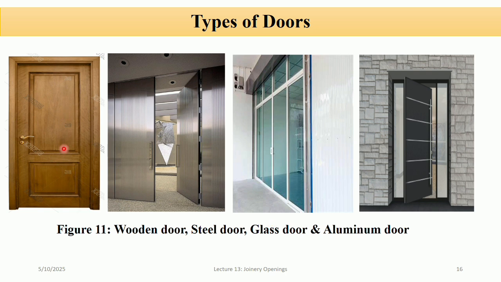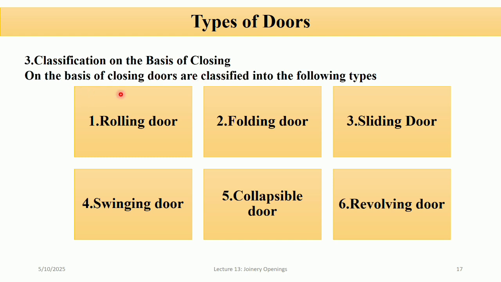You can see here, this is a wooden door, this is the steel door, the glass door, and this is aluminum. Classification on the basis of closing. On the basis of closing, doors are classified into the following types. The first ones are rolling doors, folding doors, sliding doors, swinging doors, collapsible doors, and revolving doors.